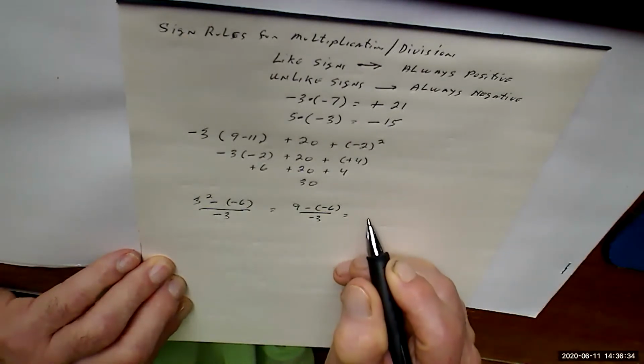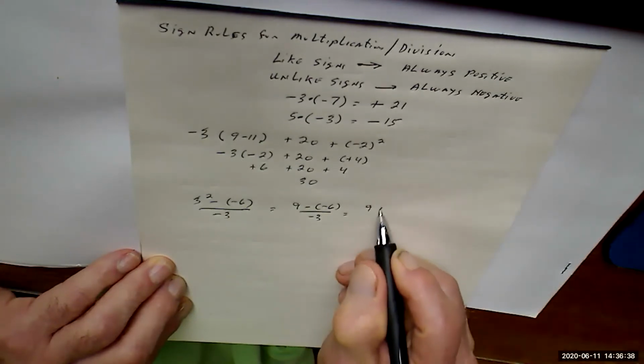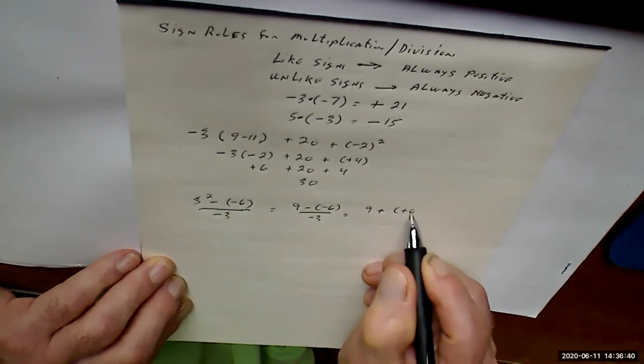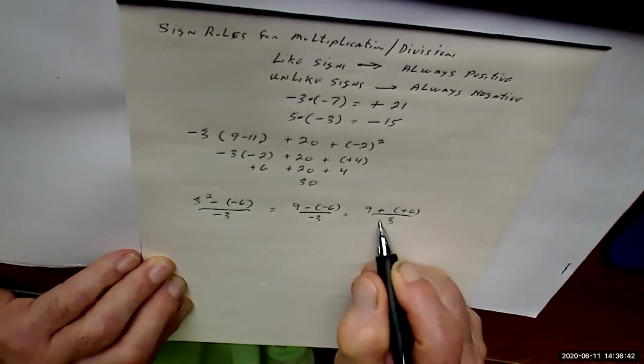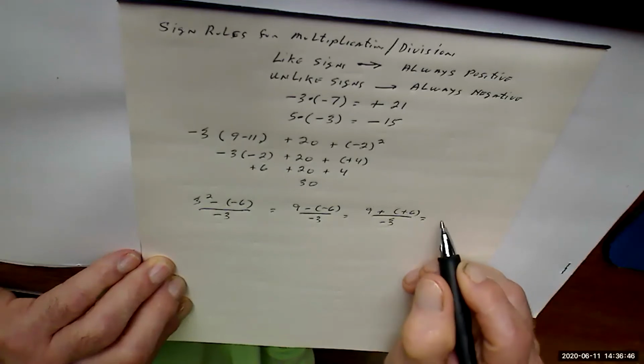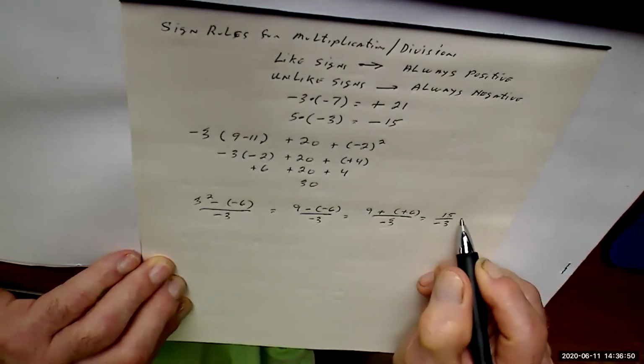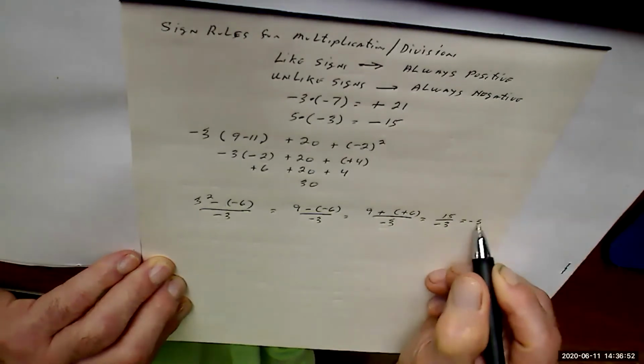Now we rewrite the subtraction before we do the division. So that's 9 plus a +6 all over -3. And adding in the numerator, 9 and 6 is 15. Divided by -3, we have unlike signs. The answer, of course, is going to be -5.